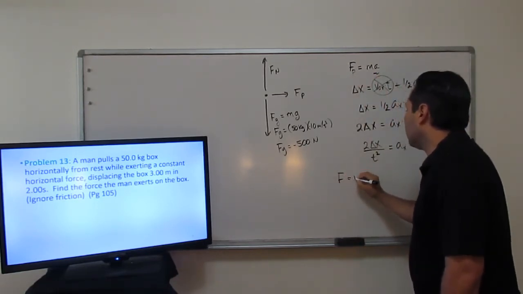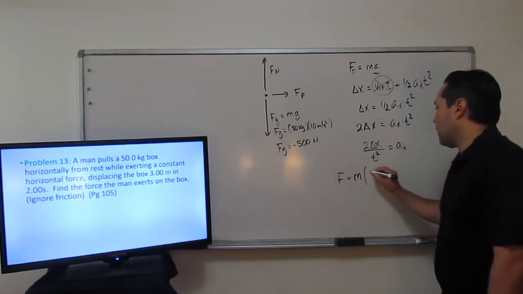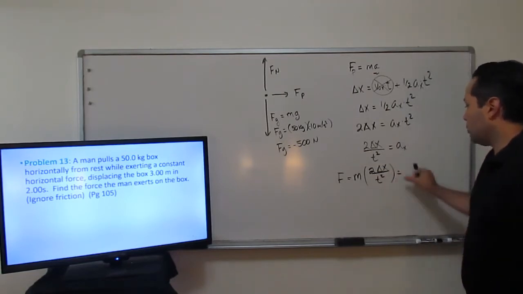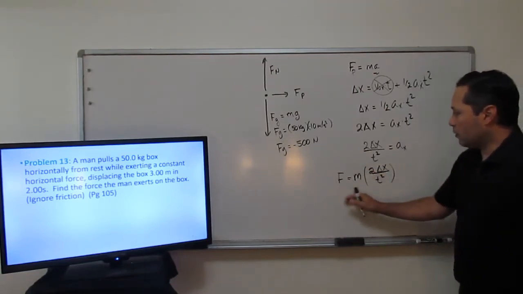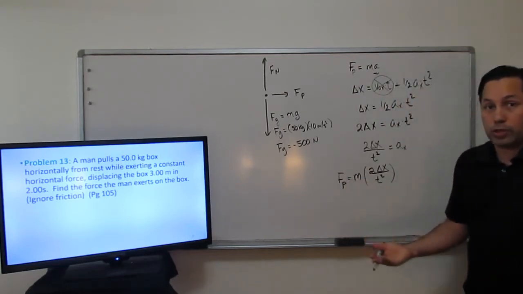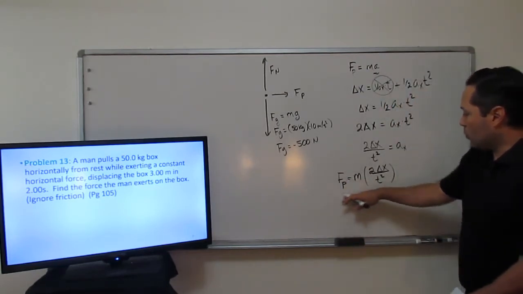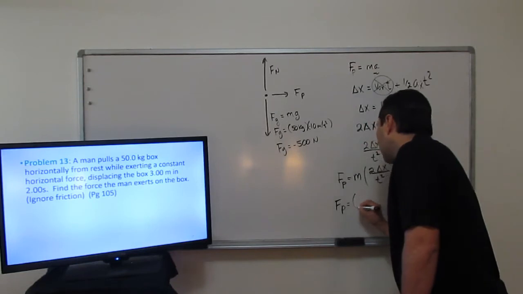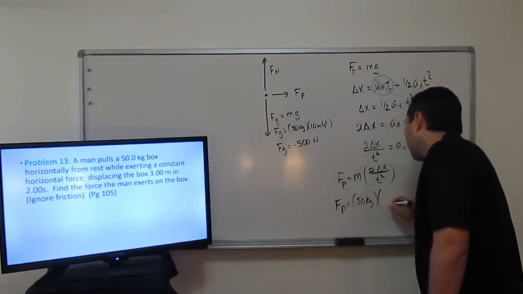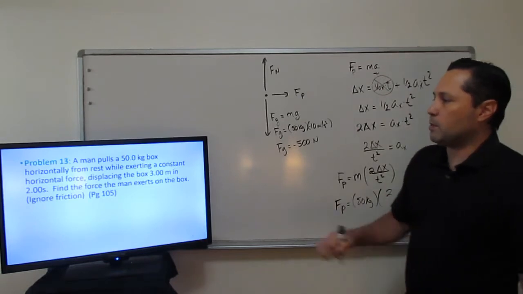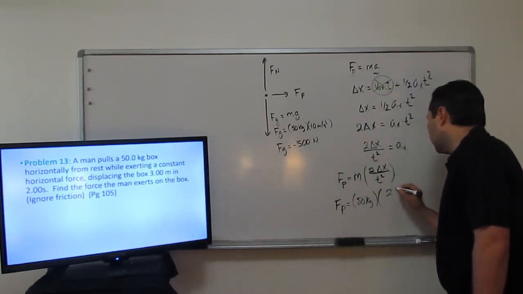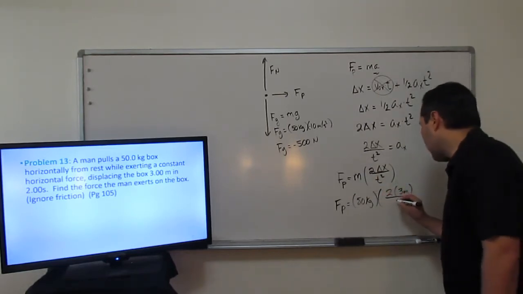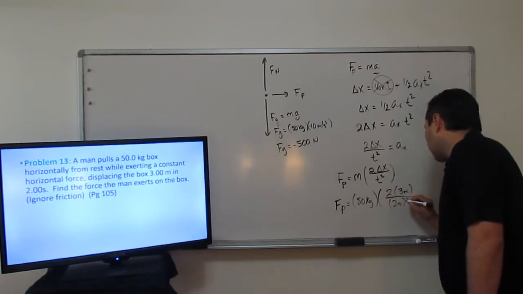So our formula will look like this: mass multiplied times the acceleration, which was 2 delta x over time squared. That's going to give us the force pull, which is also the force net in this problem. Once we substitute all the values in, we'll have our answer. The mass was 50 kilograms, 2 multiplied times the displacement, they traveled 3 meters, divided by time, it took them 2 seconds to travel that, 2 seconds, and that is squared.